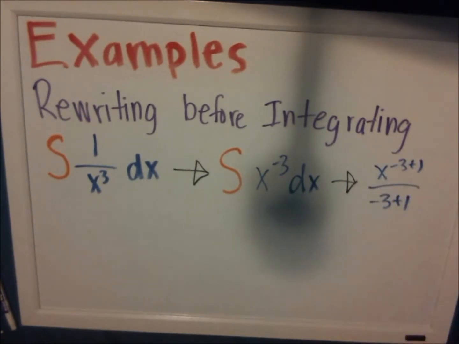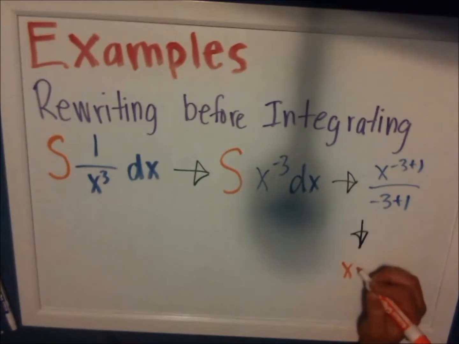So what we have is x to the negative third, and so from there you just do the normal antiderivative, x to the negative 2 over negative 2.